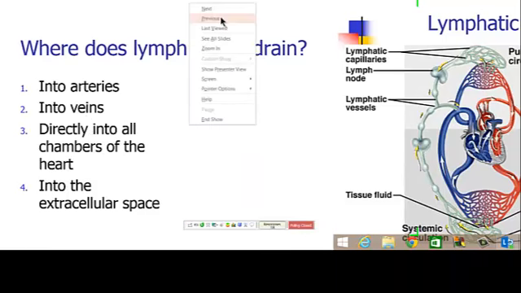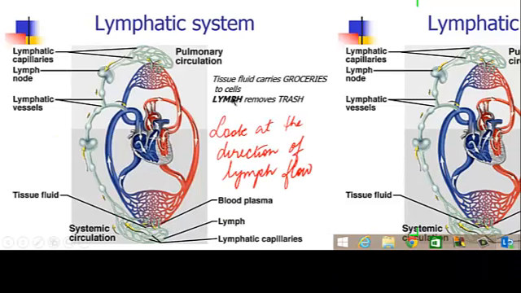So here's where you take a look at this picture carefully. Can you see there's this big lymph vessel from this side? Notice where it's going. It's going into the vein. You don't see this going directly into any chamber of the heart. You also don't see it going into the arteries. So this is why it's really, really important to look at images very, very carefully.